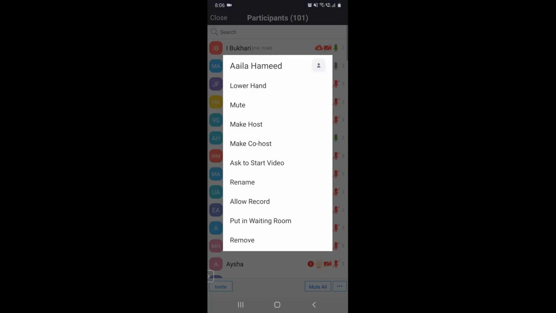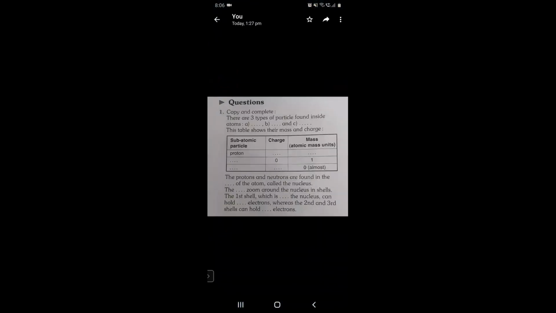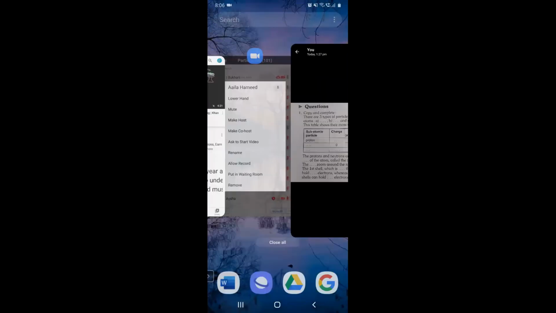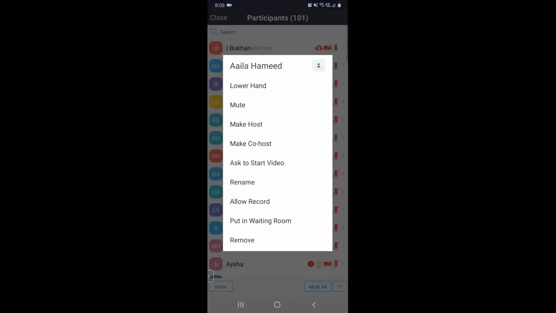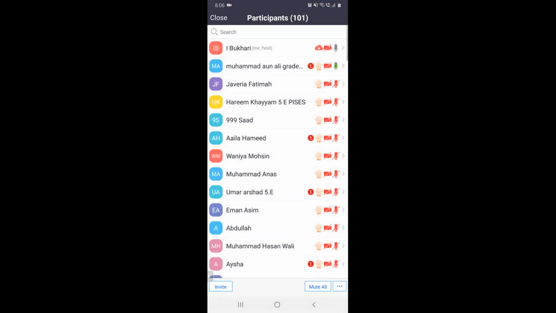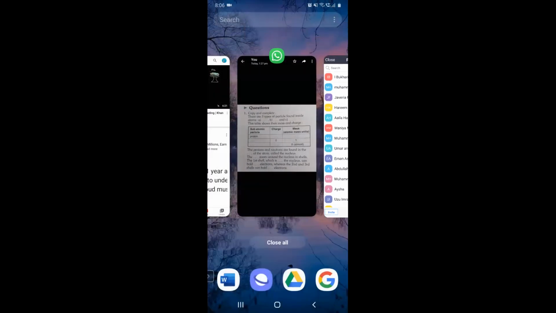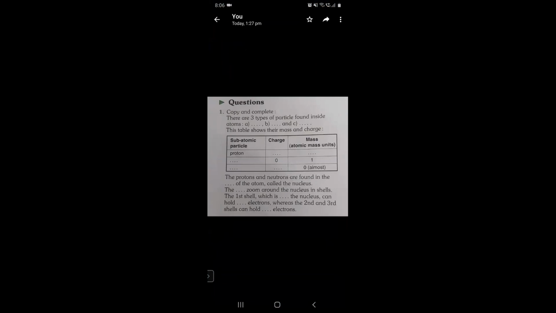Okay, so you want to fill in the next blank: the electrons zoom around the nucleus in shells. Very good. Good job. That is the correct answer. And the final blank will be the first shell, which is dash the nucleus, can hold dash electrons, whereas the second and third can hold dash and dash.